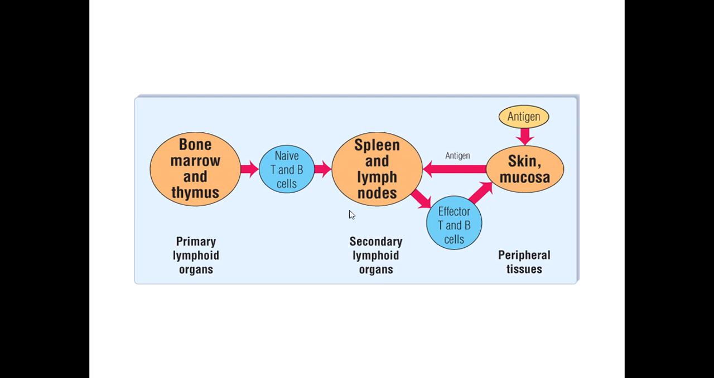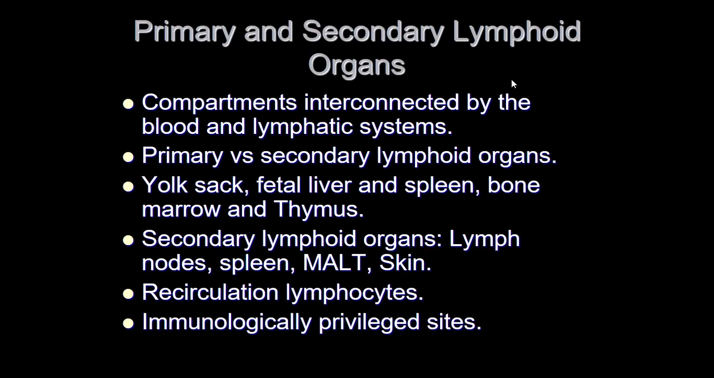So I want you to remember that we are talking about primary lymphoid organs, which are the bone marrow and the thymus gland, and then secondary lymphoid organs. And here we are talking about the lymph nodes plus the spleen mainly, and others we'll talk about later. So when we talk about the cells and tissues of the immune system, we are going to talk about primary and secondary lymphoid organs.